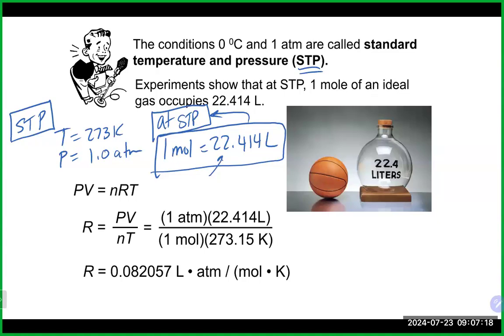That is, by the way, how we get to the gas constant. If you solve for the gas constant from the ideal gas law and put in everything under STP conditions, which means your pressure is 1 atmosphere, 22.414 liters, 1 mole, and your temperature is 273, you get that 0.08206 number. That is where all those units come from.